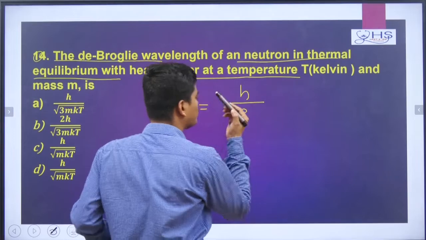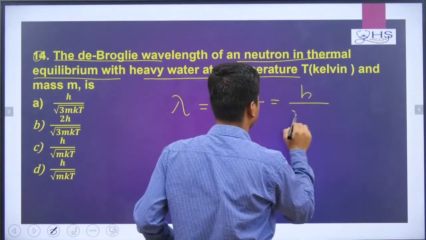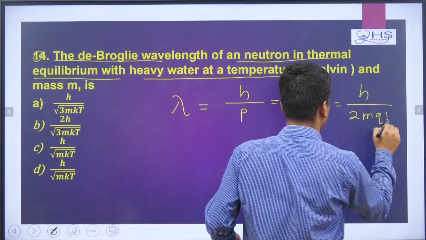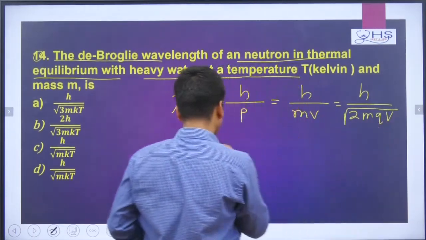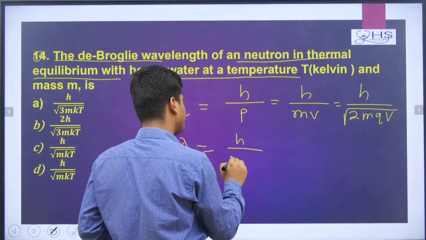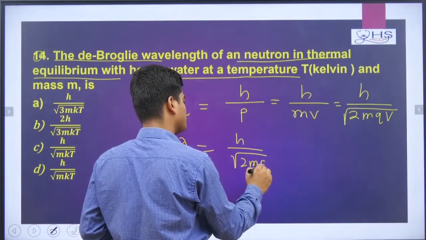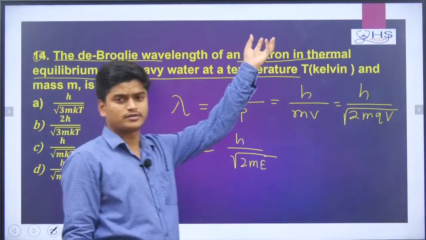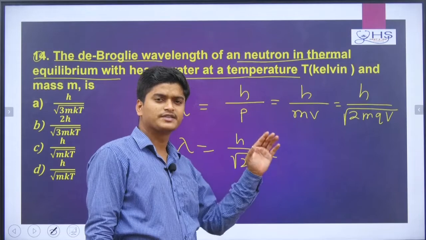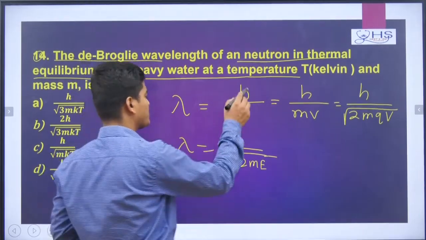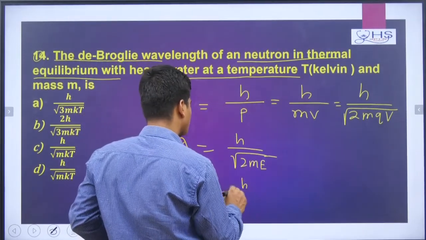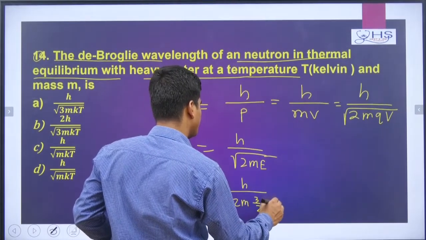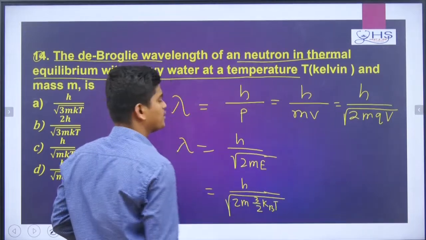But you know lambda equals h by p, and lambda equals h by mv, and lambda equals h by 2mqV. Also you know lambda equals h by root under 2mE. Now whenever you are taking a neutral particle like a neutron, that time this energy will be thermal energy. So due to temperature T, what thermal energy will come? Now that is, in 2mE, E will become 3 by 2 kBT. So thermal energy is coming here.